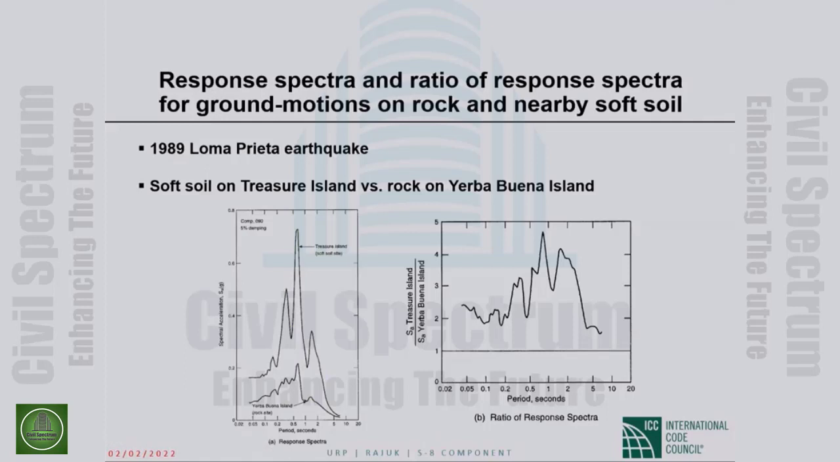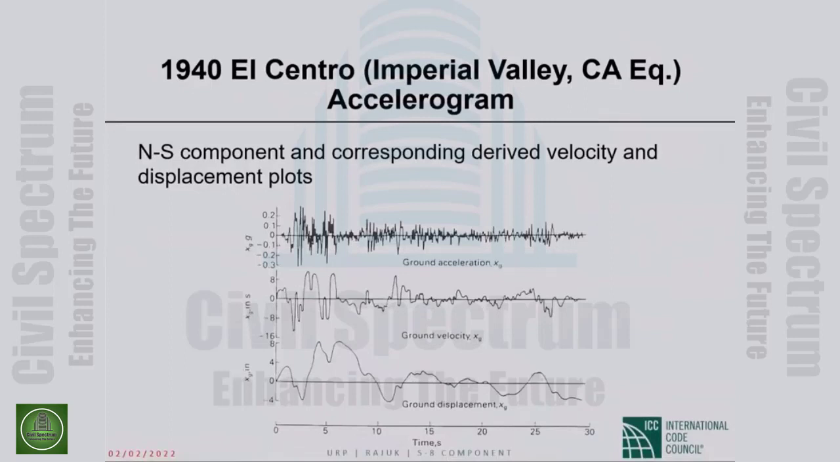There is tremendous amplification because of soft soil. If we divide this by that, which is what has been done here, this is the spectral acceleration on soft soil divided by spectral acceleration on rock. Look at the numbers. We have amplification approaching 5. So this site effect cannot only not be ignored, it better be taken very seriously. So it is the source mechanism, the source to site transmission path, but also the local site conditions, extremely, extremely important. Now, the ground motion at a particular site.